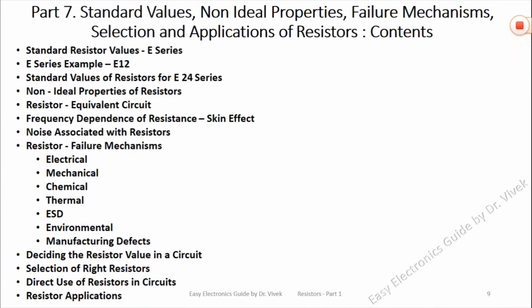The topics for discussion in part 7 are standard resistor values, standard values of resistors for E24 series, non-ideal properties of resistors, equivalent circuit of resistor, skin effect of resistors, noise associated with the resistors, the failure mechanism of resistors, selection of resistors, use of resistors in circuit, and resistor applications.